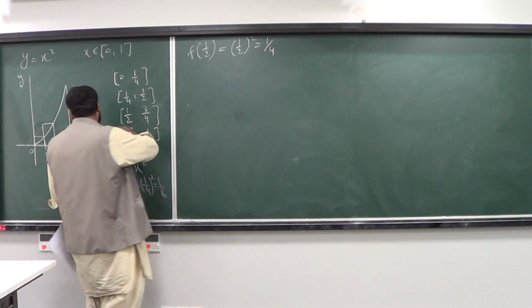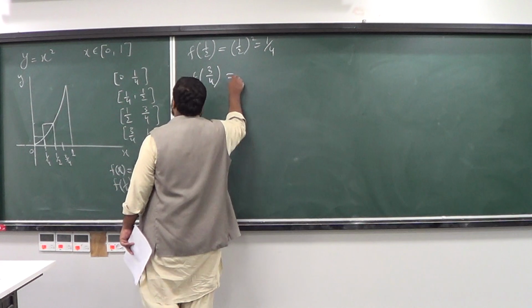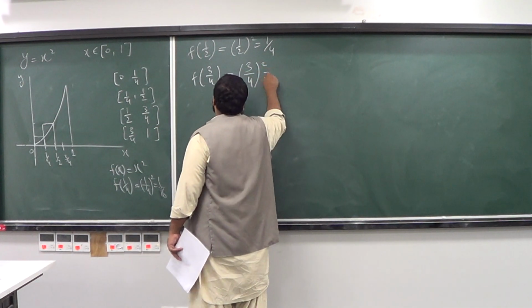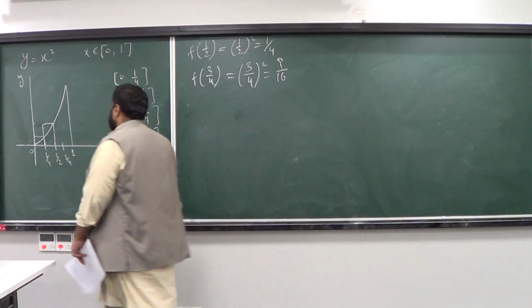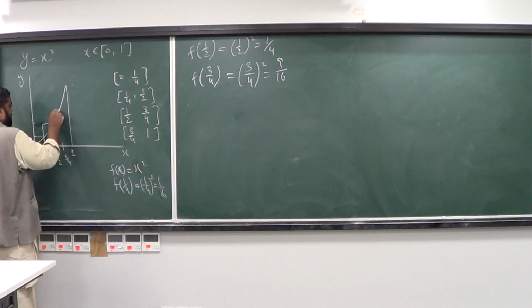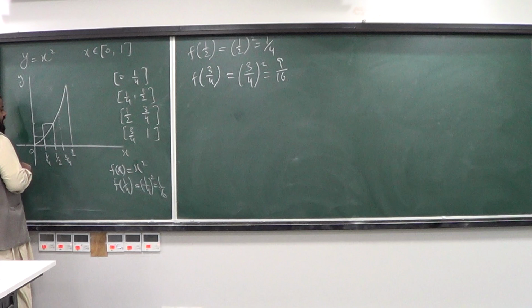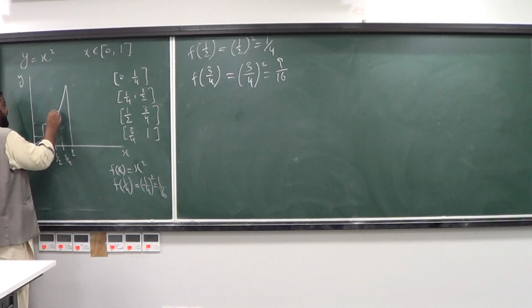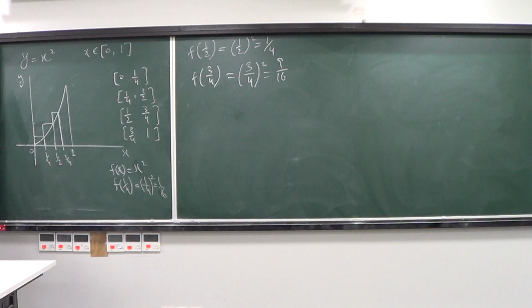How about the third rectangle? If I want f of 3/4, it's going to be 3/4 squared, so it's going to be 9/16. The point that corresponds to it is this. So f of 3/4 is 9/16, and then I'm going to make a rectangle of this height.